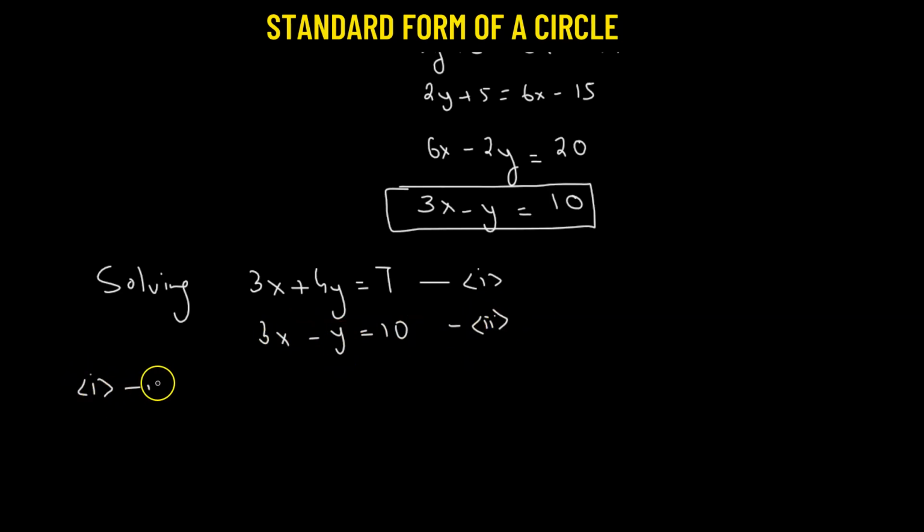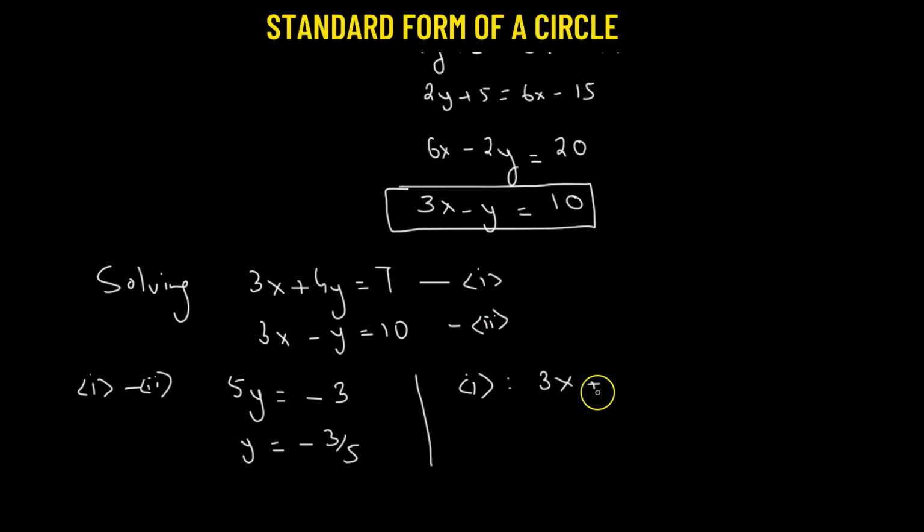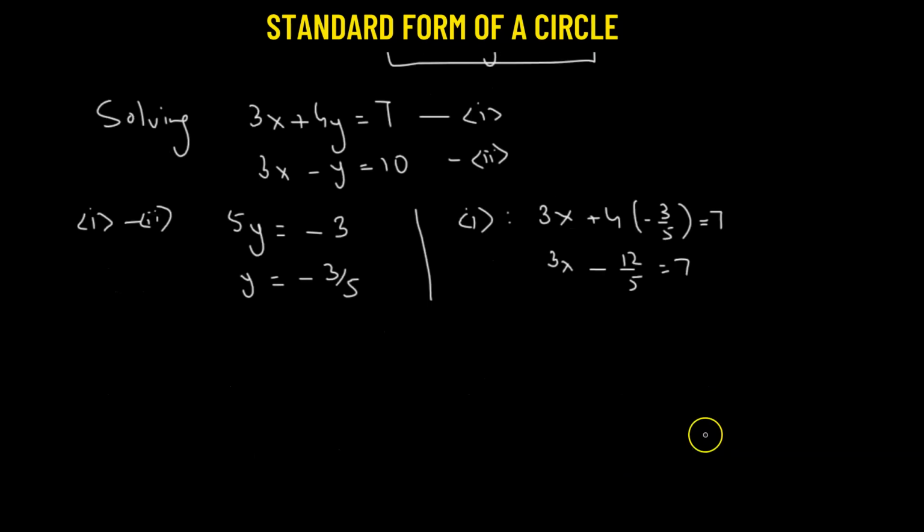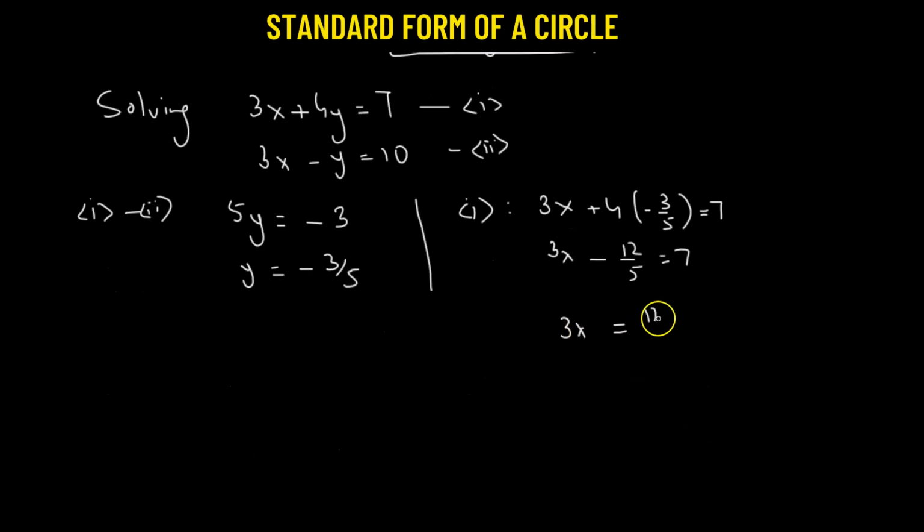Let us subtract equation number 2 from equation number 1. This helps us eliminate 3x. So we have 5y equals negative 3, so y comes out to be negative 3 over 5. Now that we have y, we can use either 1 or 2 to obtain x. Let's use 1. We have 3x plus 4 times negative 3 over 5 equals 7. That gives 3x minus 12 over 5 equals 7, so 3x equals 12 over 5 plus 7. So 3x equals 35 plus 12, which is 47, divided by 5. So x equals 47 divided by 15.